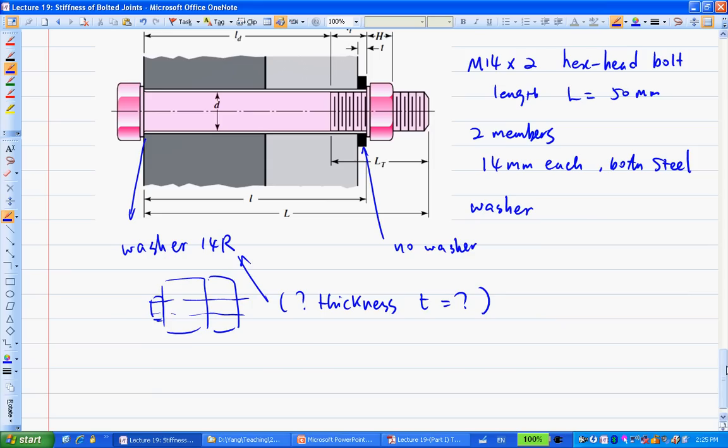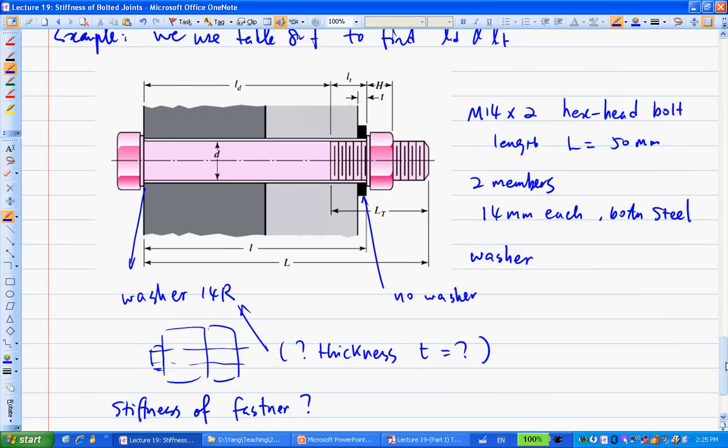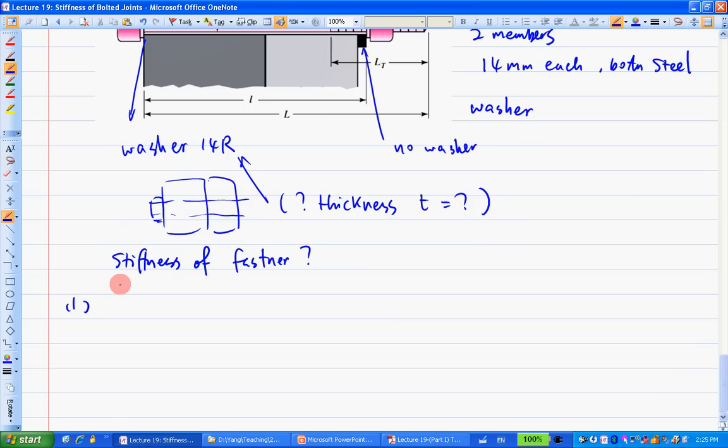Let's calculate the stiffness of the bolt, of the fastener. So what do we need to figure out? We need to figure out this LD, and this LT. First, let's figure out each piece of information step by step. First, what's the length of the grip?